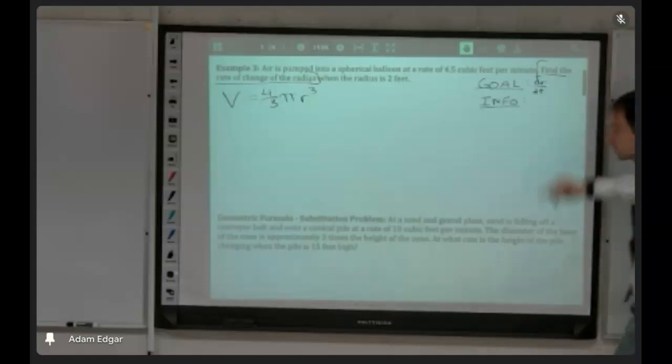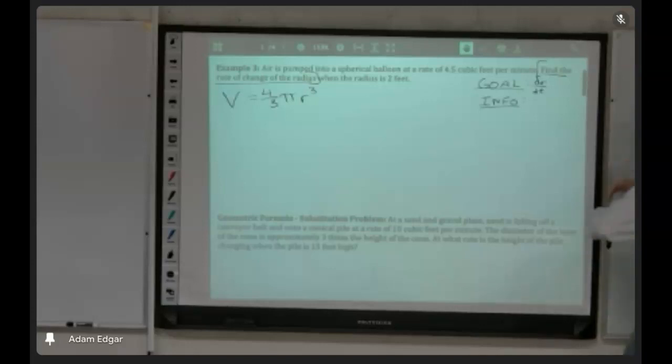It's not like it's per minute, so it should be changing in seconds. Is it needed? Nah, we'll just use the units that are given. So if we're working in cubic feet, then radius is going to be in feet. If we're working in per minute, then our time is in minutes. And you hope and pray that you don't have one unit given in minutes and the other in seconds, because then you have to reconcile. You don't want to have to do that. So that's our goal. We want to find out dr dt.